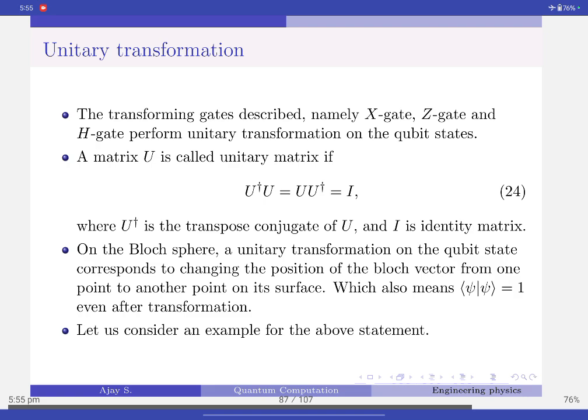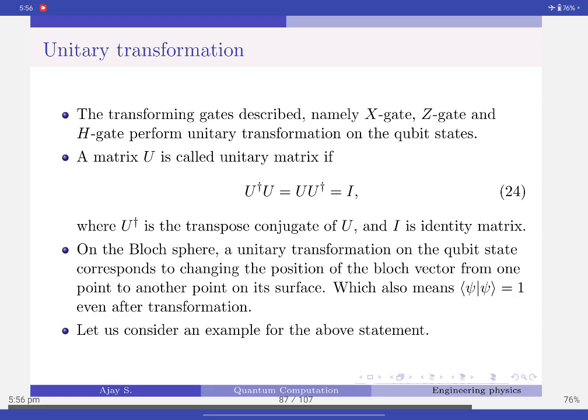U dagger U is equal to U U dagger is equal to I, where the U dagger symbol represents the transpose conjugate. You transpose the matrix and replace the elements by their corresponding complex conjugates. That is what is meant by the transpose conjugate. So when you multiply a matrix with its transpose conjugate in any order and you get an identity matrix, that is to say the diagonal elements are 1 and the non-diagonal elements are 0, such a matrix is referred to as a unitary matrix.